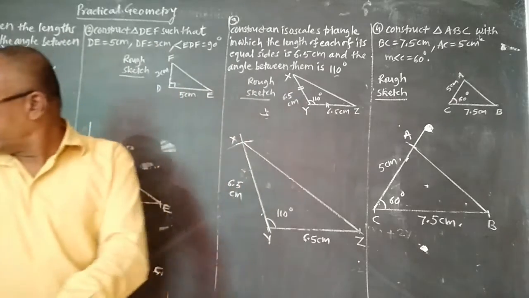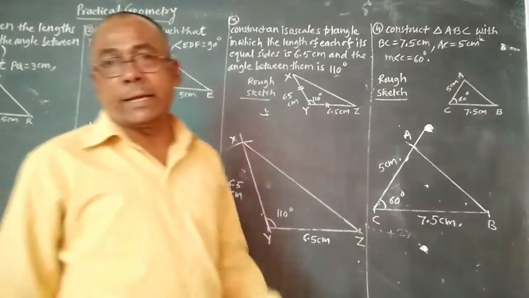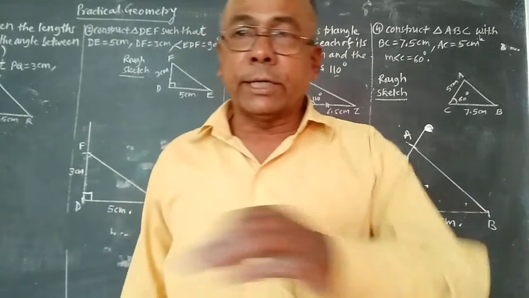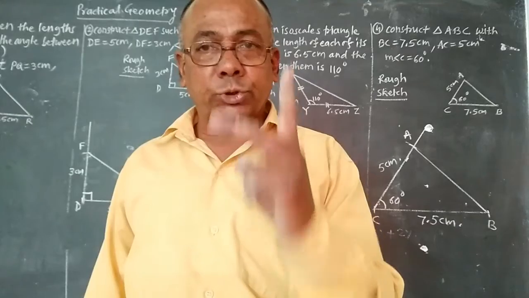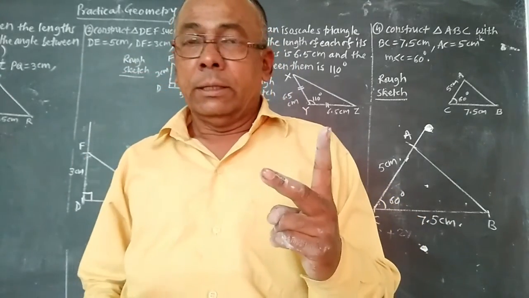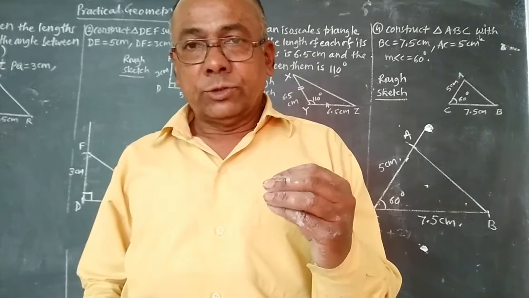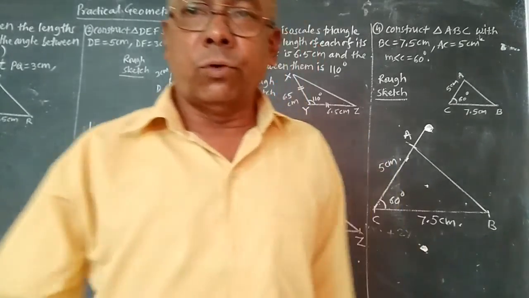So today we have constructed 4 triangles according to the criteria SAS, that is if two sides and angle between them is given. So according to SAS criteria we have constructed 4 triangles.